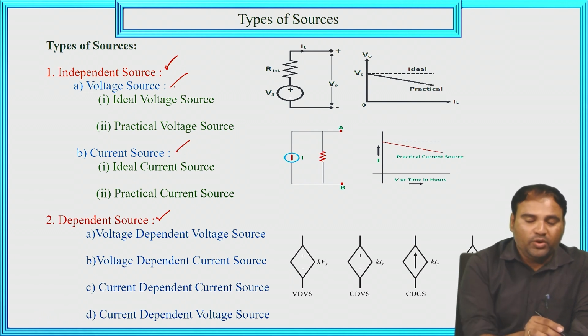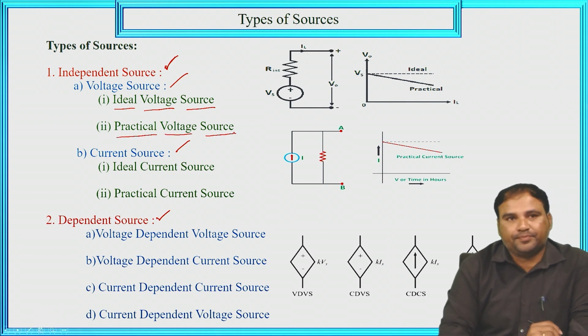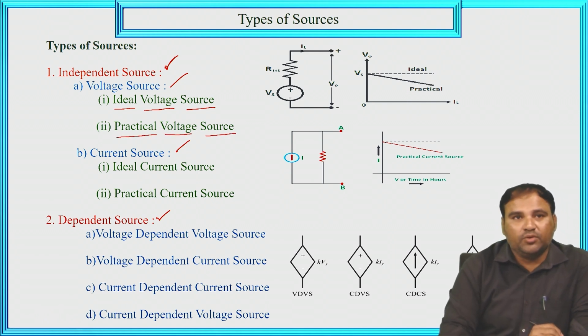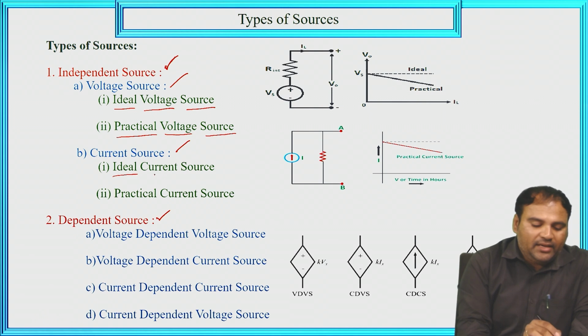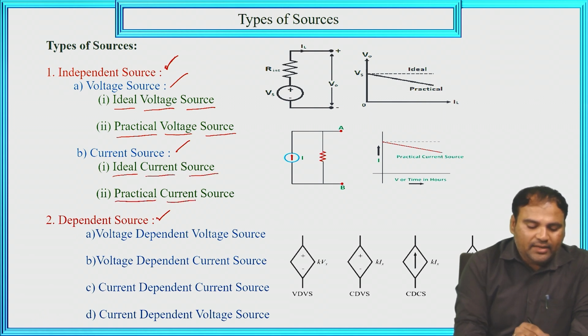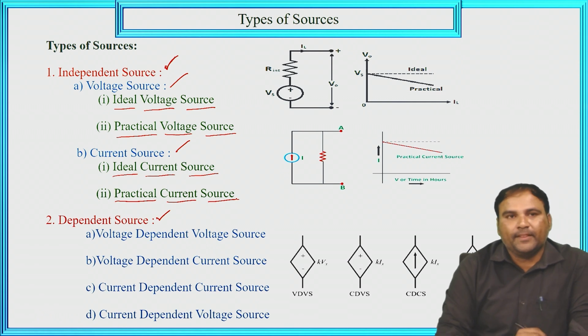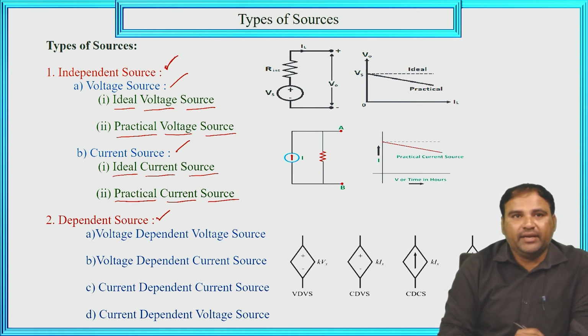Again the voltage source is classified into two types. First one is the ideal voltage source and second one is practical voltage source. So this is about the voltage source. Now current source. The current source is again classified into two types. First one is ideal current source and second one is practical current source. So these are about independent sources.